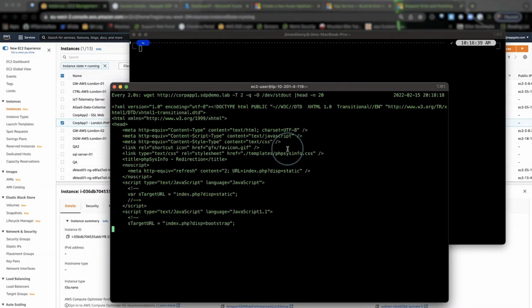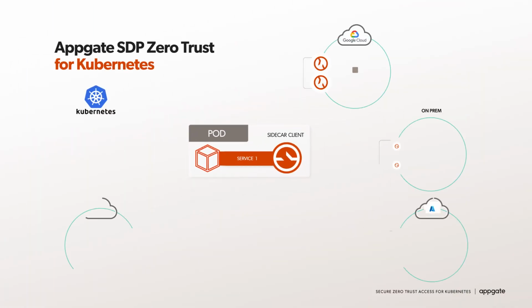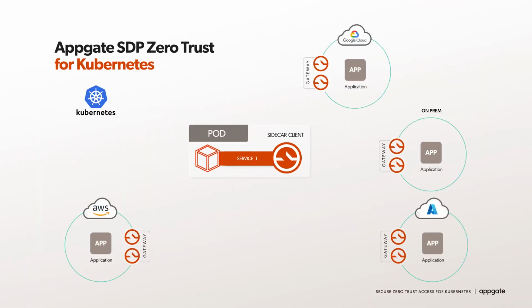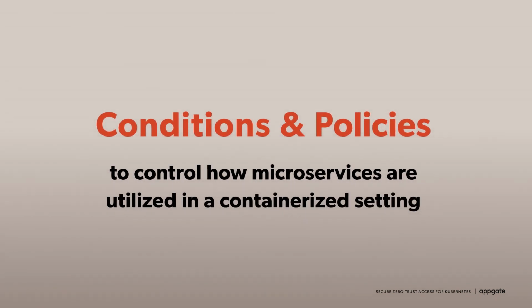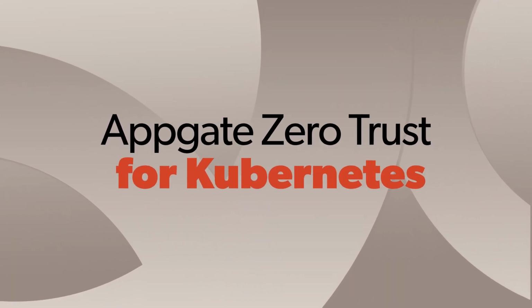Appgate's SDP solution can secure access privileges to your critical applications, regardless of where they live, and can now enable you to set granular conditions and policies to control how microservices are utilized in a containerized setting by leveraging the Appgate Zero Trust for Kubernetes solution.